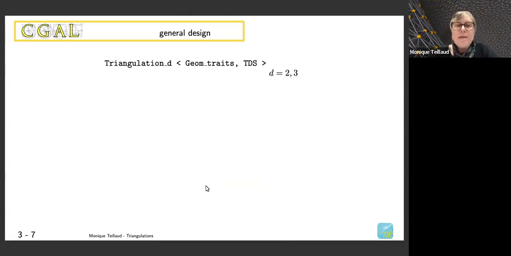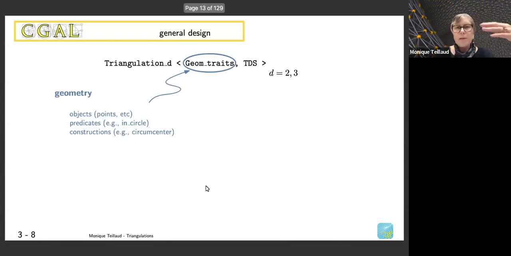So the general design for Euclidean, at least, triangulations. You have a class that computes triangulations. Here it's a Delaunay triangulation, and it has two template parameters. The first one is what we call the geometric traits, and the second one is the triangulation data structure. The first one is in charge of providing the triangulation class with elementary objects and elementary operations. Elementary objects like points for the case of triangulations. And the elementary operations are either predicates, so compute whether a point is in a circle or not, for instance, and constructions could be like, for a Voronoi diagram, compute a circumcenter. So that's basically what the traits is supposed to do.